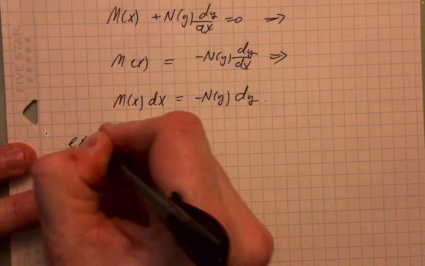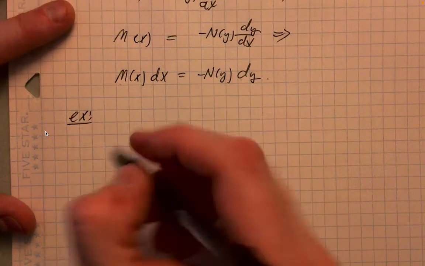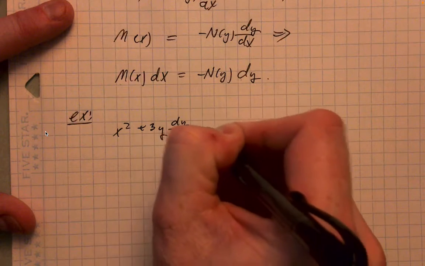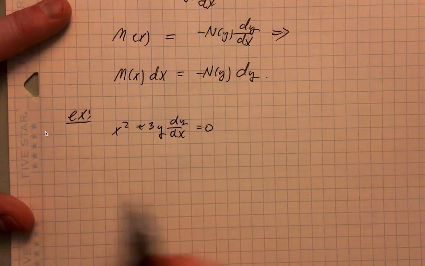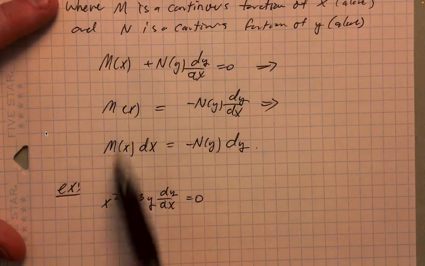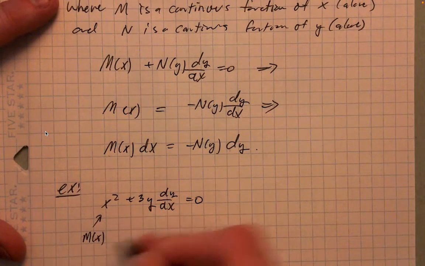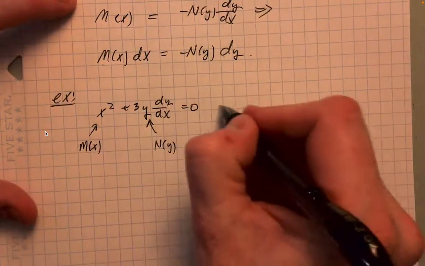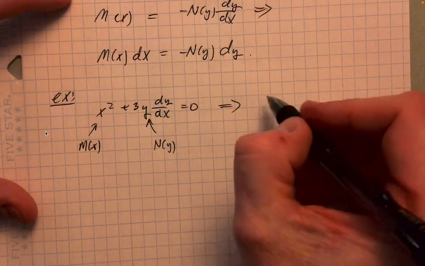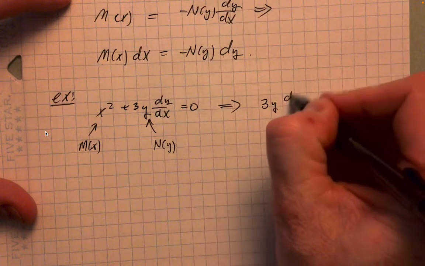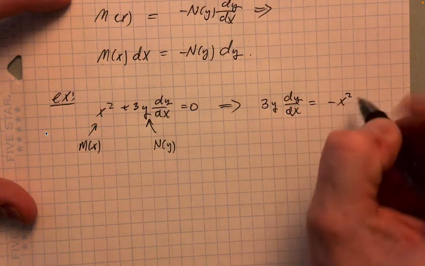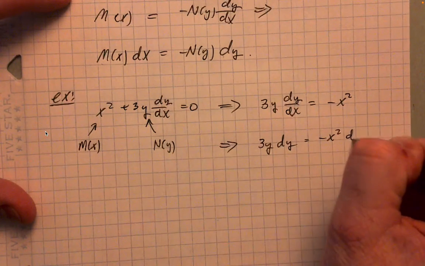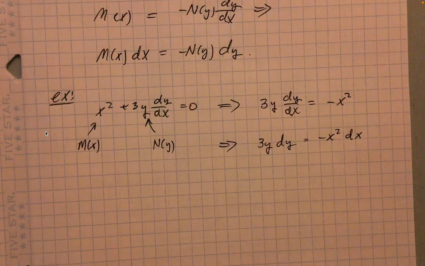Let's do some examples here, more real world, less general. What if I have x squared plus 3y dy/dx equals 0? Well, this exactly fits this setup. Your M of x is this piece, and your N of y is this piece. And so I could separate this. I could write this as 3y dy/dx equals negative x squared, and then further write it as 3y dy equals negative x squared dx.